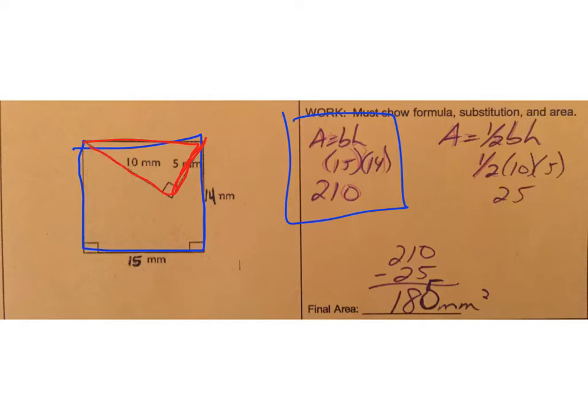Now remember, you don't need this side at all, that's the slant. You're looking for this right angle right here. And the two numbers attached to it are 5 and 10. So it's 1/2, 5 times 10, which gets you 25.